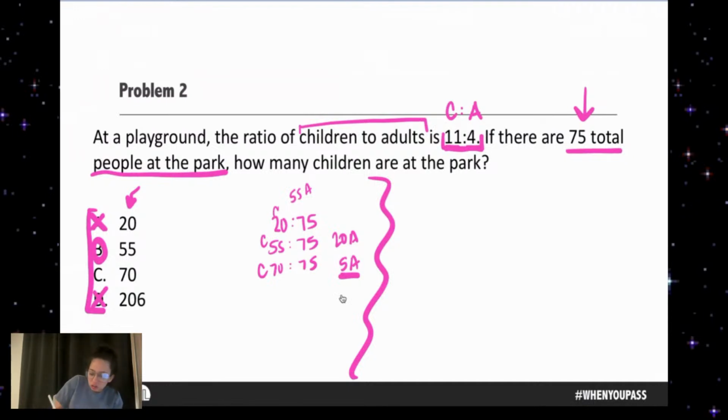So children to adults is 11 to 4. And they're telling us that there's 75 total people, and I want to know how many children are at the park. A lot of people are going to do this: 11 over 4 equals x over 75, and they're going to solve it. And they're going to say, it's cross multiplication. That's what we do with ratios. Yes, you're not wrong completely, but that's not the correct ratio.